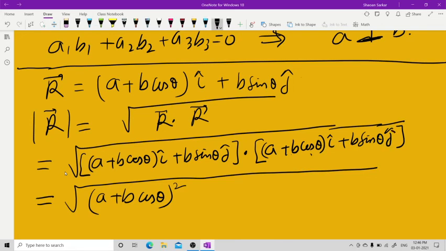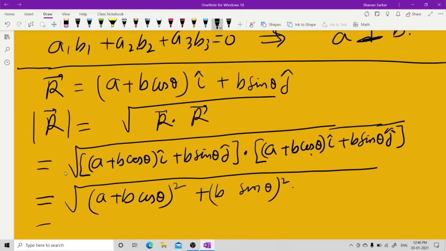So I'll just write this quantity. Similarly with this, b sin theta j cap with this quantity will become a 0 because j dot i is 0. So b sin theta j cap with b sin theta j cap will give me (b sin theta) whole square.